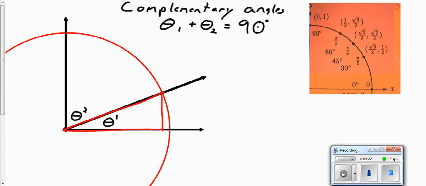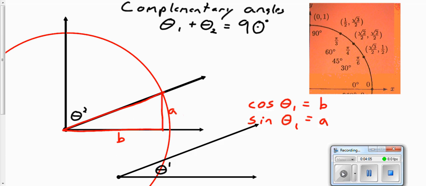I label this side A and this side B. For theta 1, the cosine of theta 1 is equal to my x, which is B, and my sine of theta 1 is equal to A, assuming we're on the unit circle.